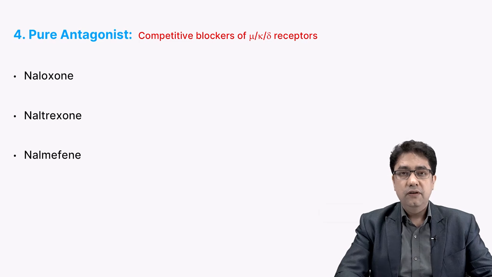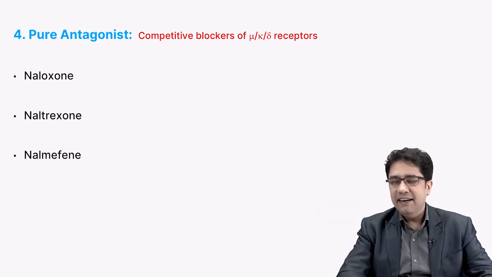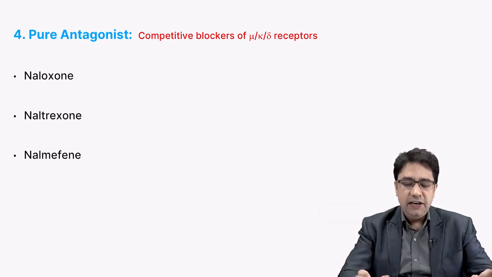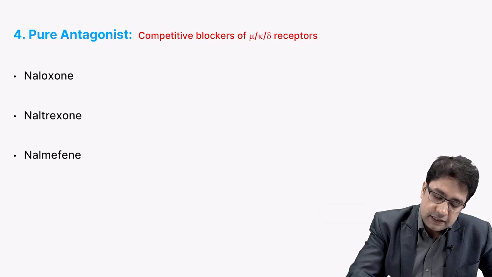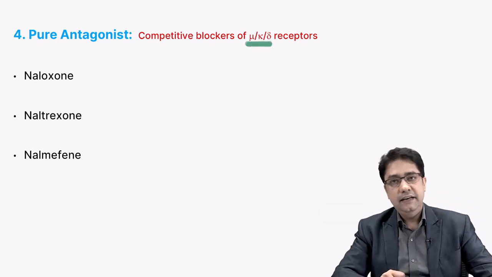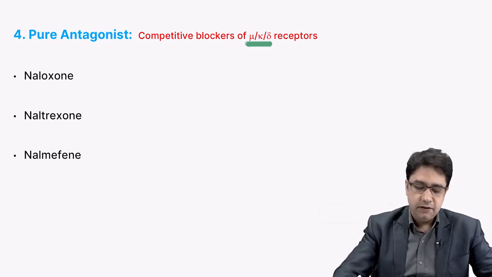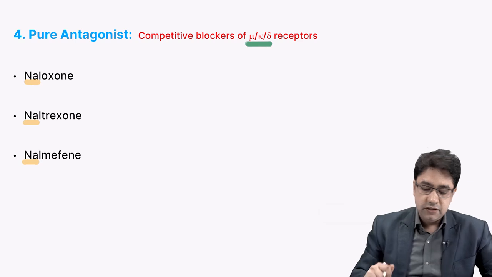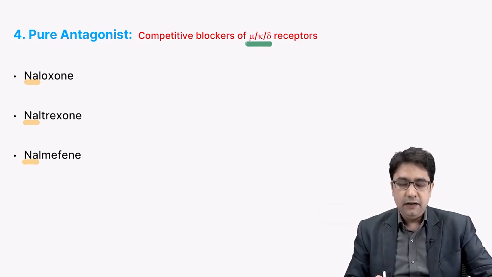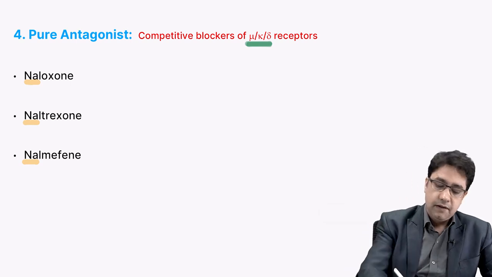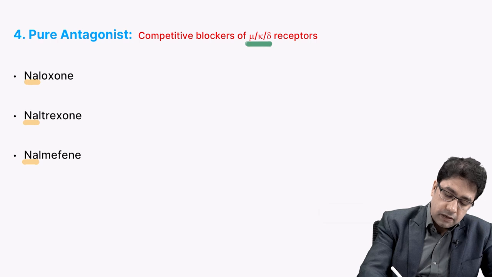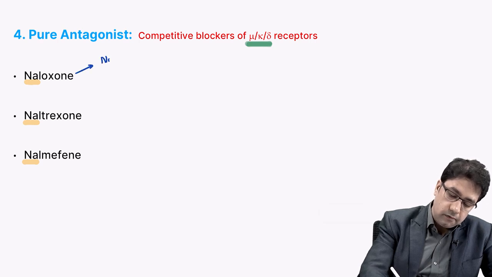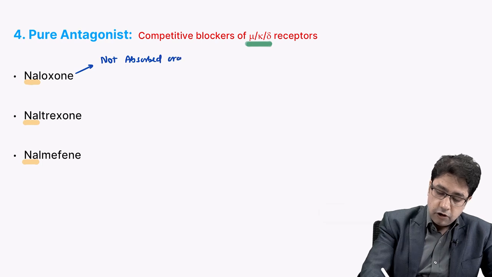Now, let's talk about the drugs which are pure antagonists. Pure antagonist means they will block. They are competitive antagonists of all three receptors, that is mu, kappa and delta opioid receptors. They block all three receptors, and these drugs start with the word "nal". So the first drug is naloxone, naltrexone, and the third drug is nalmefene. Among them, naloxone, remember, is not absorbed orally. Because it is not absorbed orally, it is an IV drug.